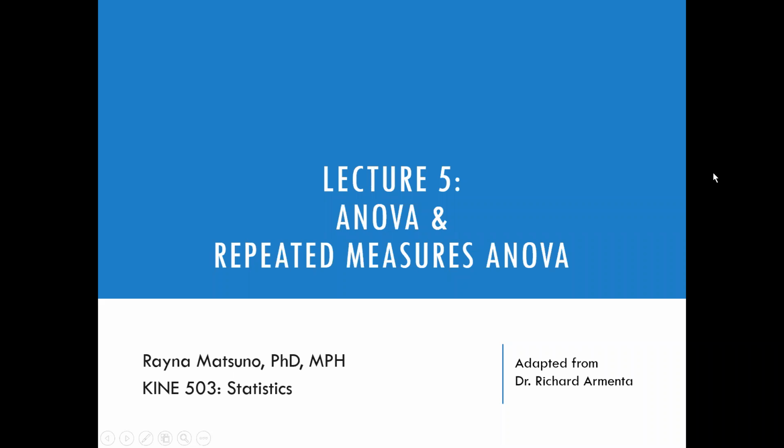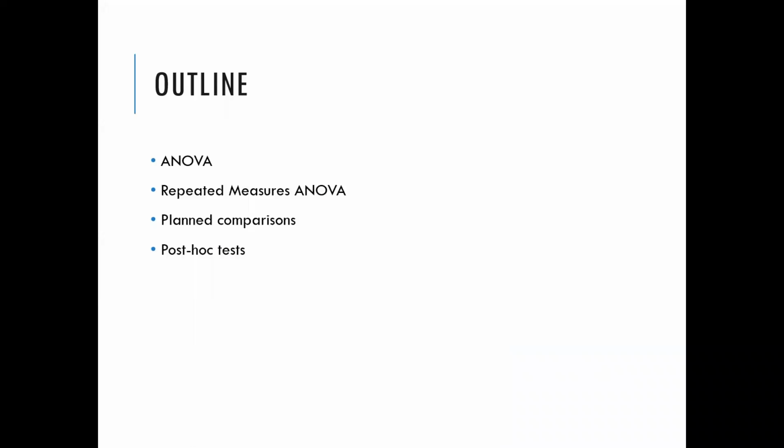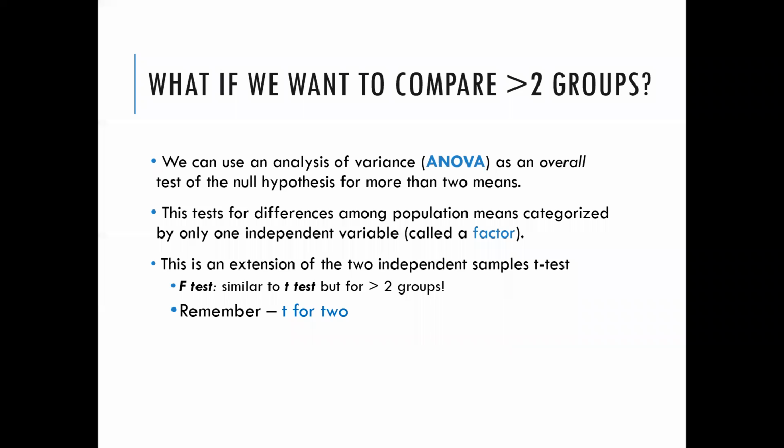So today we're going to talk about analysis of variance, or ANOVA, and then extend that to repeated measures ANOVA. So this is just a quick outline. As I mentioned, we'll talk about ANOVA and then repeated measures ANOVA. And then after that, we'll talk about planned comparisons and post-hoc tests that we typically would utilize after we conduct an ANOVA. So first, let's talk about ANOVA.